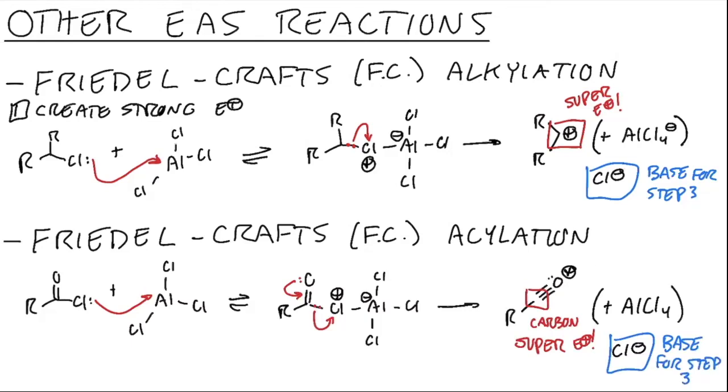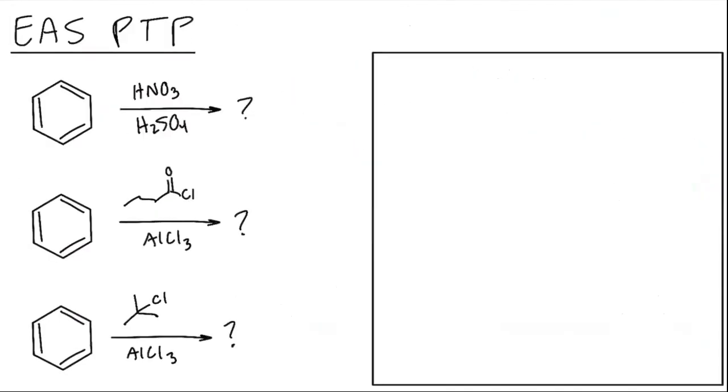So now that we've learned all 5 types of EAS reactions that we're going to encounter this semester, let's do a little bit of practice. Some EAS PTP. So let's start with this first one here at the top. For pretty much all of these, we're just starting with benzene.